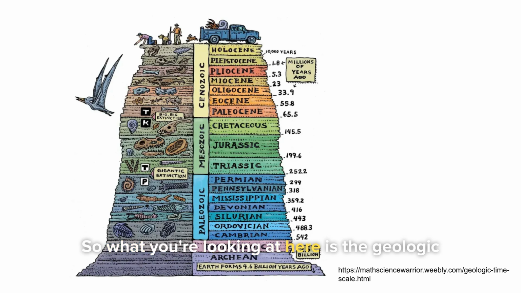So, what you're looking at here is the geologic timescale. This is where scientists have named different chunks of time, usually marked by extinction events and or some unique environmental change. And this goes back to the beginning of Earth. 4.6 billion years is at the bottom, and we have present time at the top.